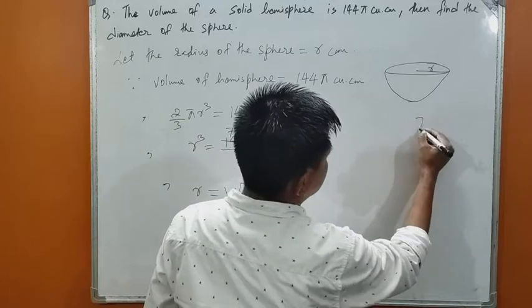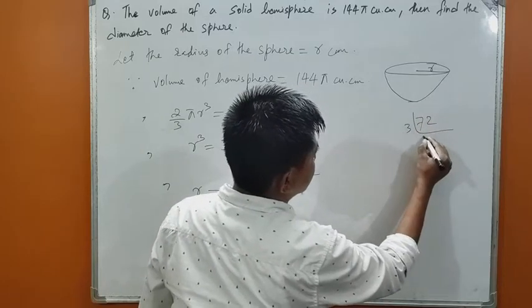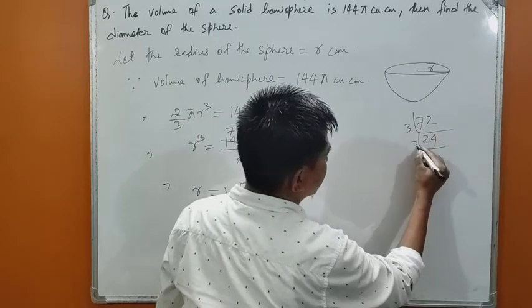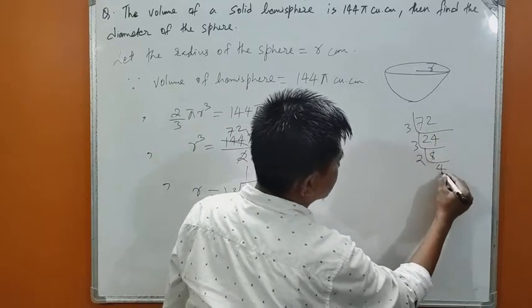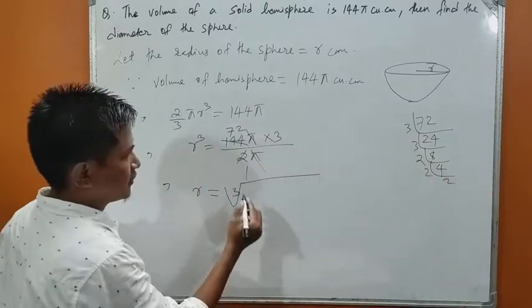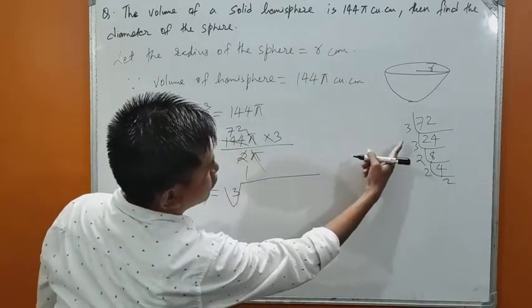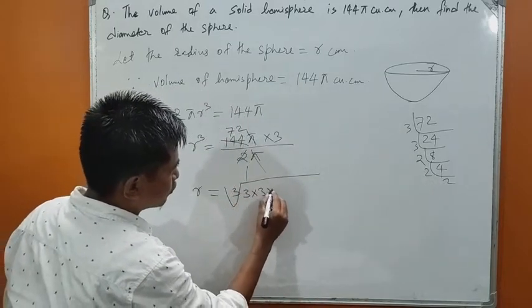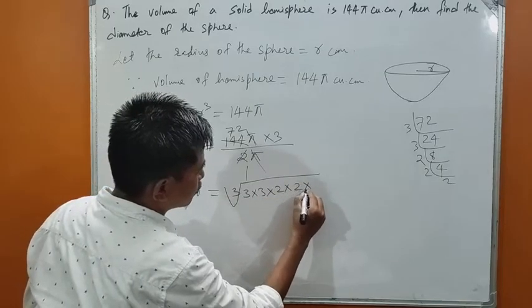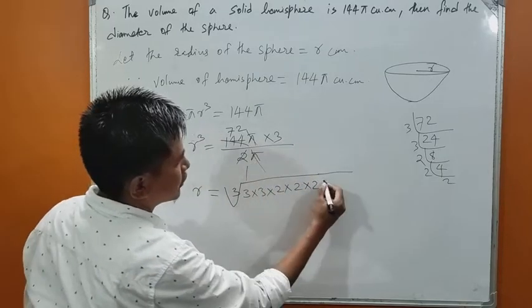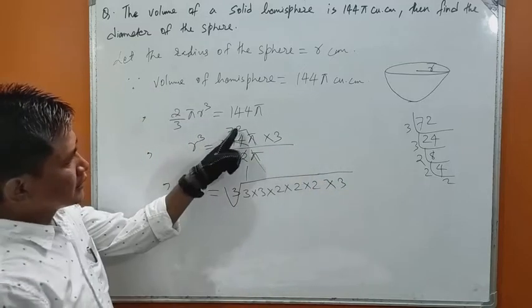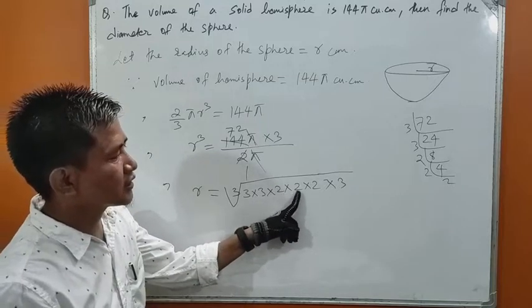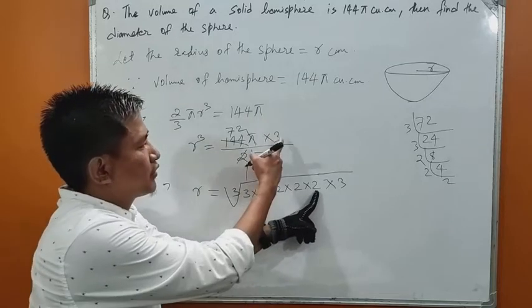Let us simplify 72. 72 means 3 into 3 into 2 into 2 into 2. 3 3s are 9, 9 2s are 18, 18 2s are 36, 36 2s are 72. And this 3 comes here.